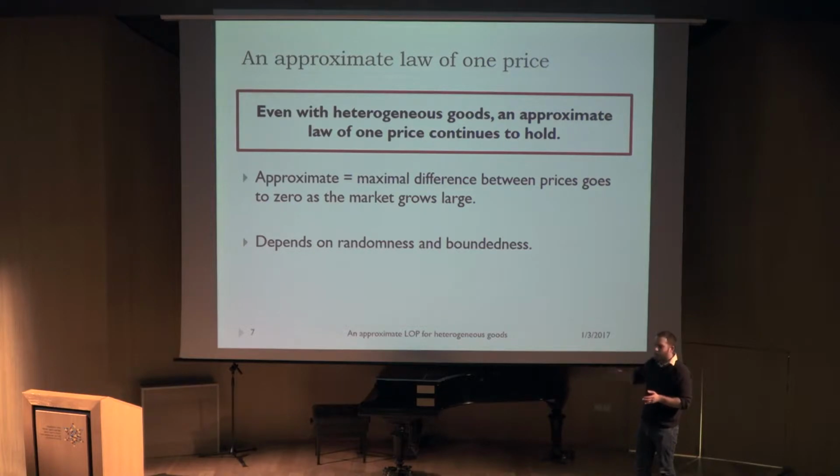As for randomness, you can think about random markets. Most of you are used to thinking about random markets. You can also think about the interpretation of this property, the approximate law of one price, as holding for most markets. As the market grows large, a larger and larger percent of the markets satisfy this property of an approximate law of one price. Some of them won't, but most of them will.